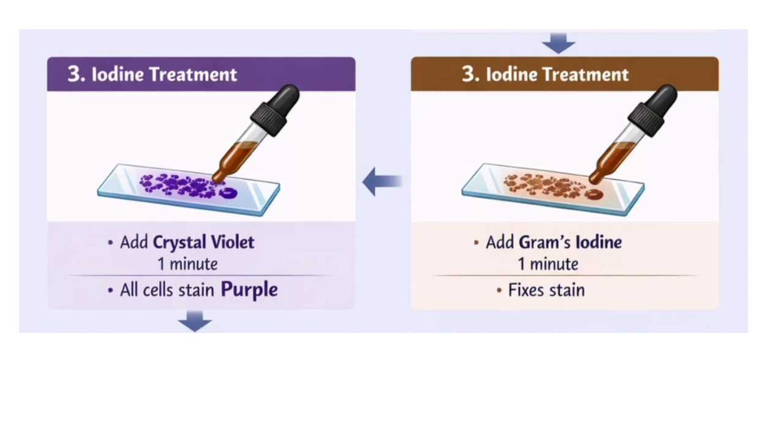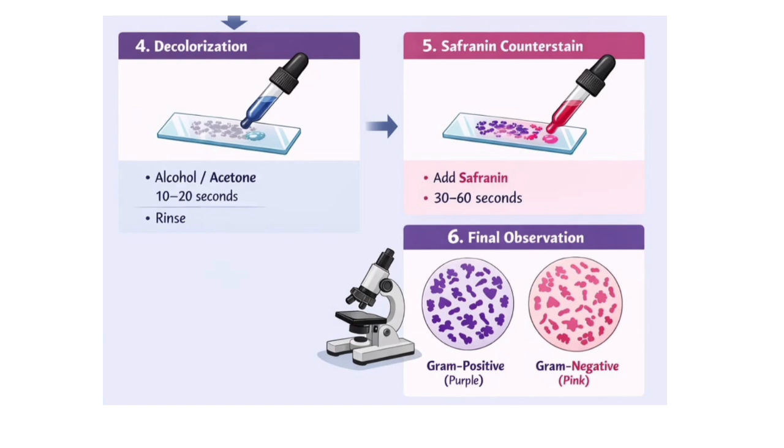This complex is larger and more stable, which will help gram-positive cells to retain the crystal violet stain. Next is decolorization. That is a critical step of this staining. Now we have to add 95% ethanol for about 20 seconds. Immediately rinse with water. Now what will be the result?